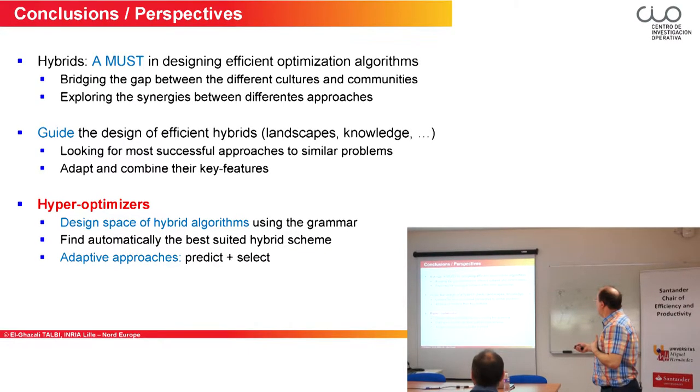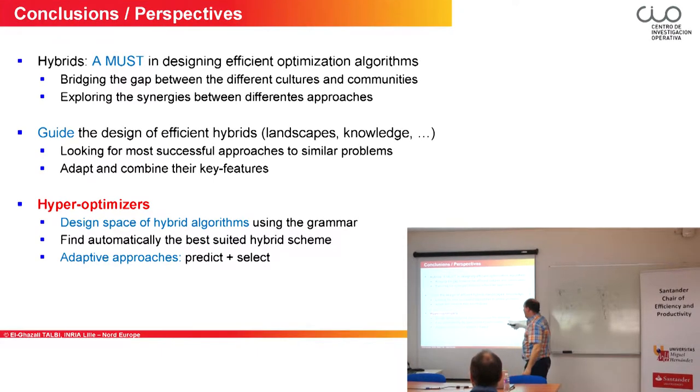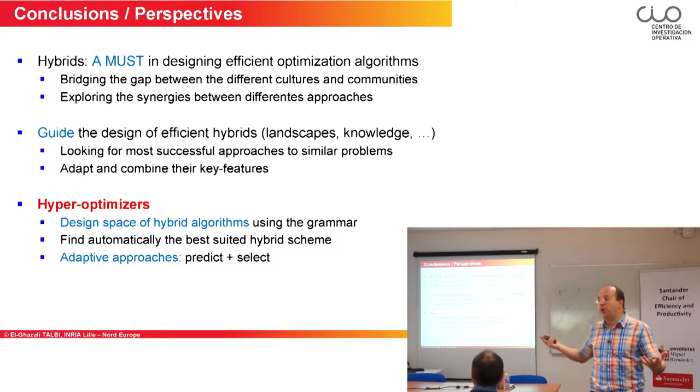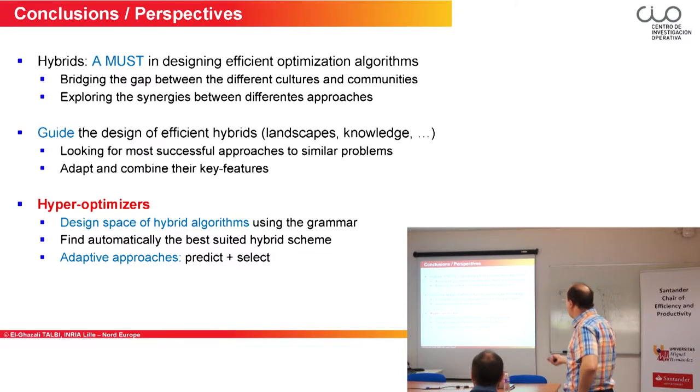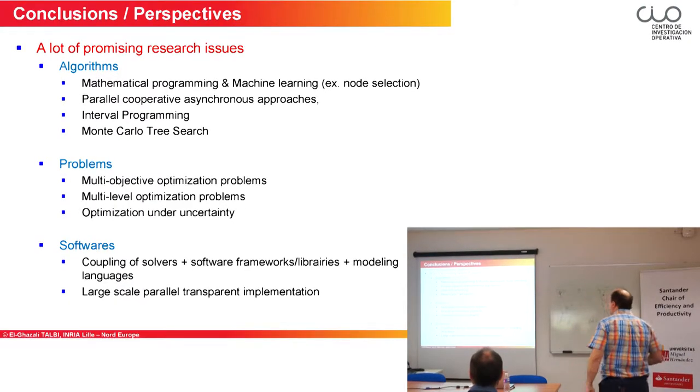And then, what is that? This is what we call, we have some collaboration with people from Elche: how to find automatically the best hybrid scheme? This is a very complex question. Nice question, but very complex. It's a machine learning question. It can be formulated as a machine learning question: you have to predict what is the best combination according to some data. But this is a nice perspective from my point of view.